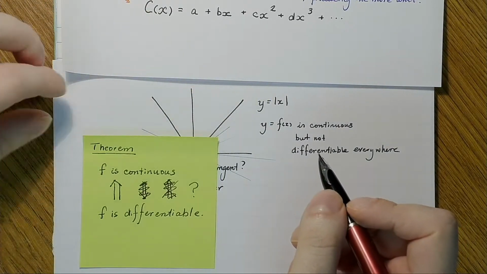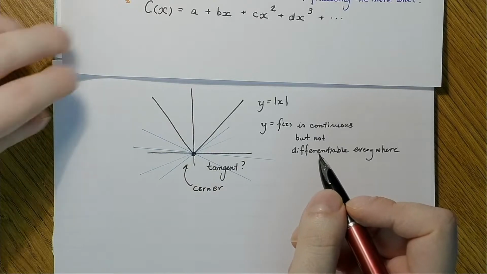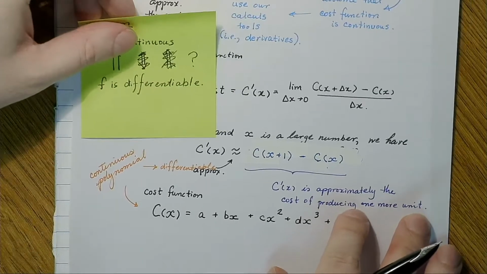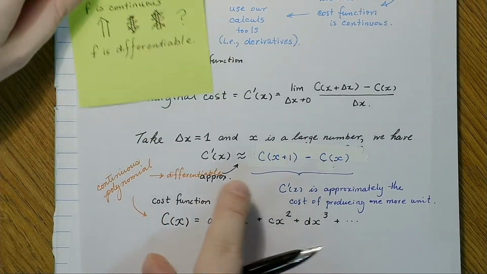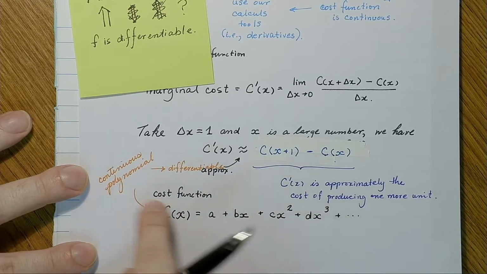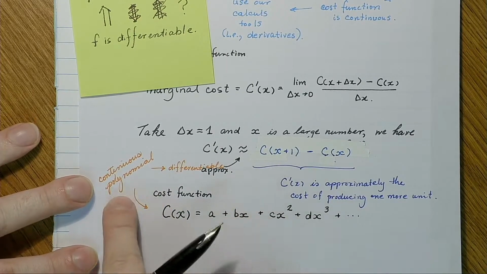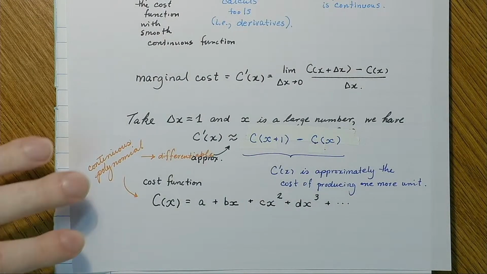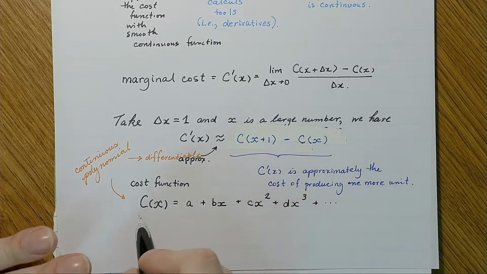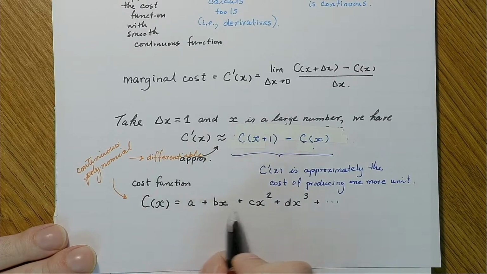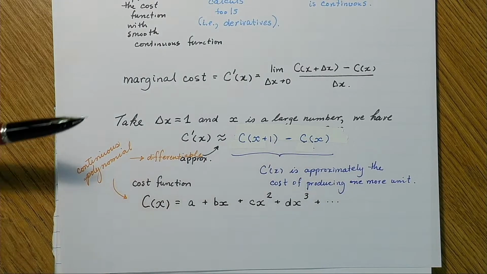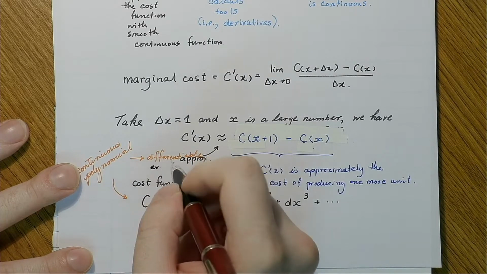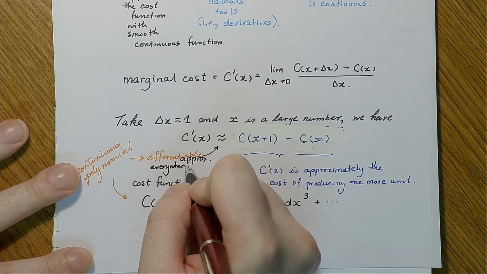So again, I should be careful because I made the incorrect direction here. But because this is a continuous polynomial, it is differentiable everywhere. Okay, so it's a continuous and everywhere differentiable function, so we can apply our derivatives to that. It's differentiable everywhere.